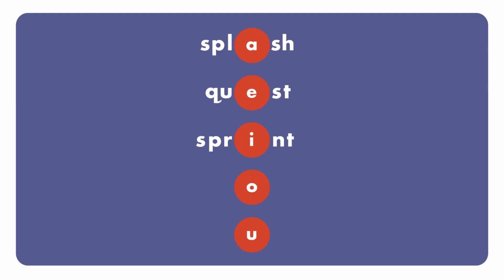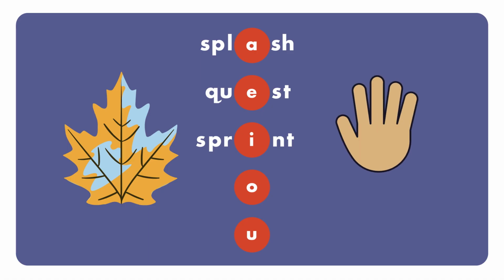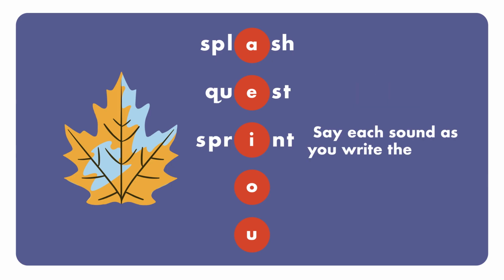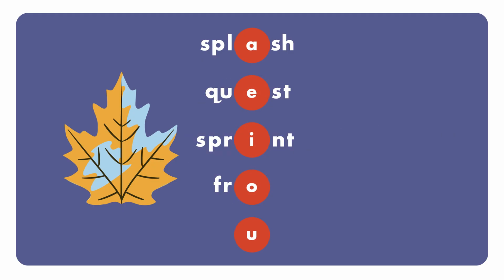Add consonant letters to the vowel letter O to make the word frost. The morning frost made the ground icy. Frost. First, put your fist in the air and count the sounds in the word frost. Did you hear 5 sounds? Say each sound as you write the word frost onto your whiteboard. F, r, o, s, t.